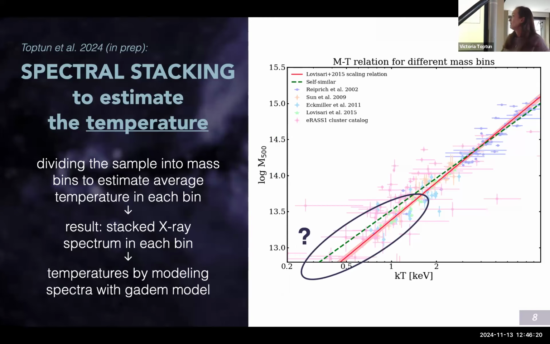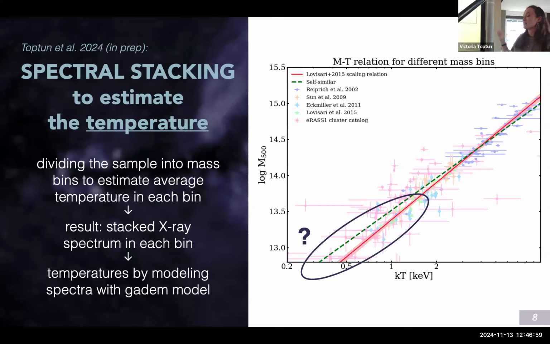And so first I will present work that I'm doing right now, and hopefully it will soon also be submitted. So I did spectral stacking to estimate the temperature of the halos inside mass bins. And here you can see a mass temperature relation. By these light points, I'm showing data from the literature for different group samples. And also, I'm showing self-similar predictions by the green dashed line and the scaling relation from Lovisari 2015 by the red line.